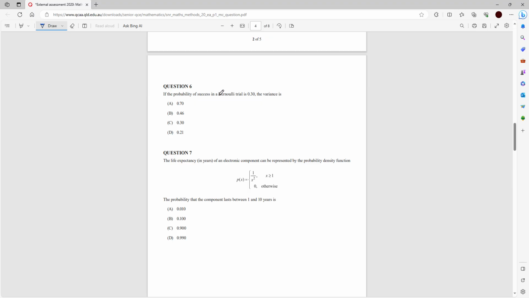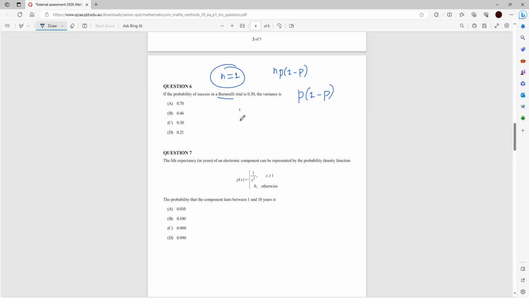So, if the probability of success in a Bernoulli trial is 0.3, what's the variance? Okay, so Bernoulli is very similar to a binomial thing, except your n is 1. So, if you're calculating the variance of a binomial distribution, you're going to have np(1 minus p), which is pretty much the probability times the probability of failure and the number of trials. But in this scenario, we're using a Bernoulli, so your n is 1. So all you're working out is p times 1 minus p.